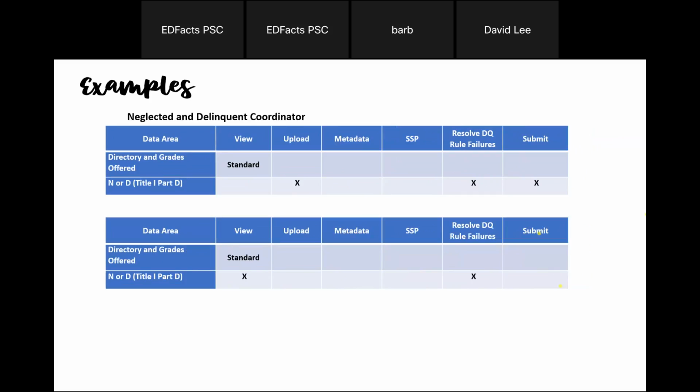This is another view of just an example of the neglected and delinquent coordinator. The main difference here is the first one is allowing them to upload and submit data as well as resolve data quality rules, whereas the bottom one is only data quality rules. So they can see the data once the file successfully uploads, and then they can go in and start resolving all the errors. Once it's resolved, you or the other individual can go back in and review, make sure everything's acceptable, maybe upload your note to the state submission plan if there's any anomalies, and then you would be the one to submit the data.